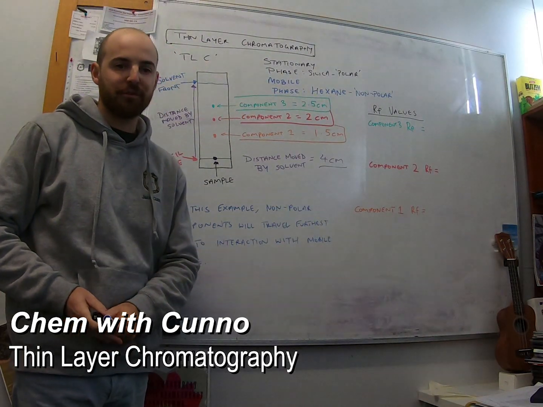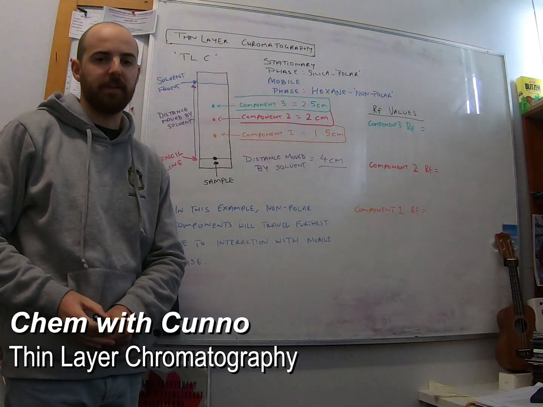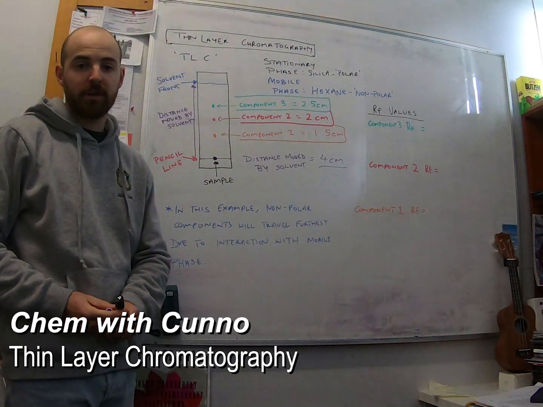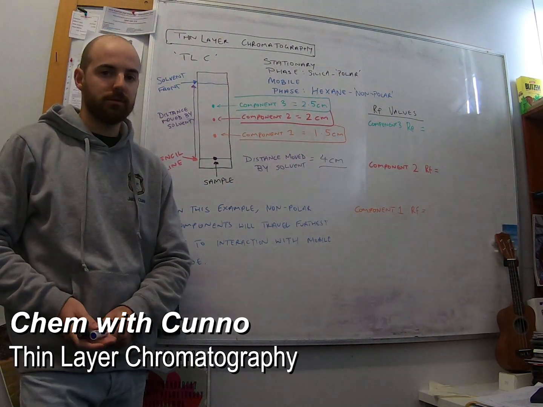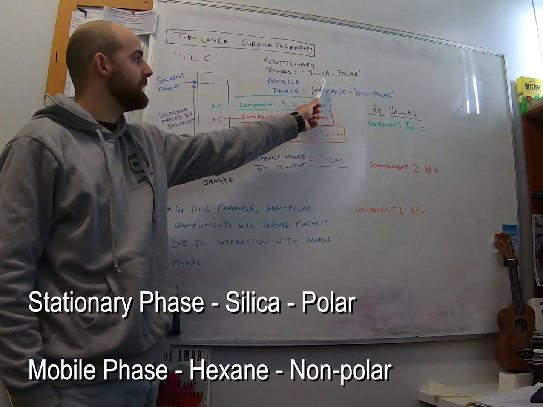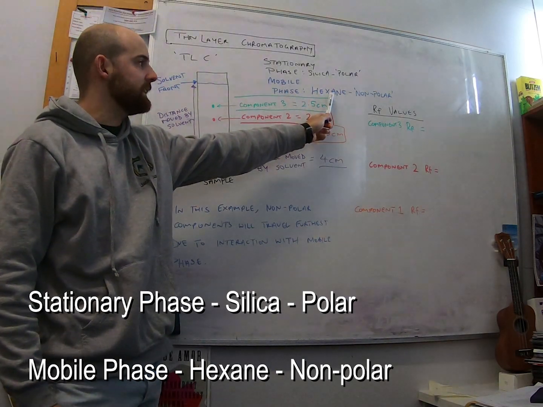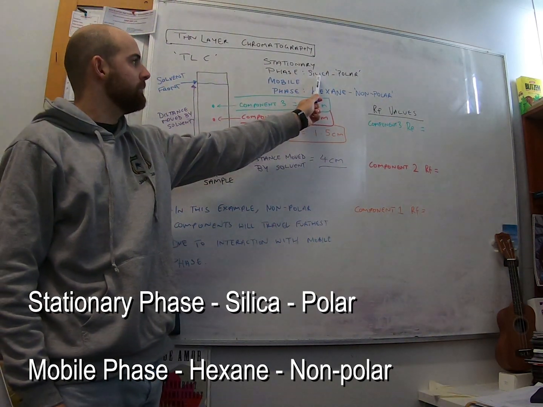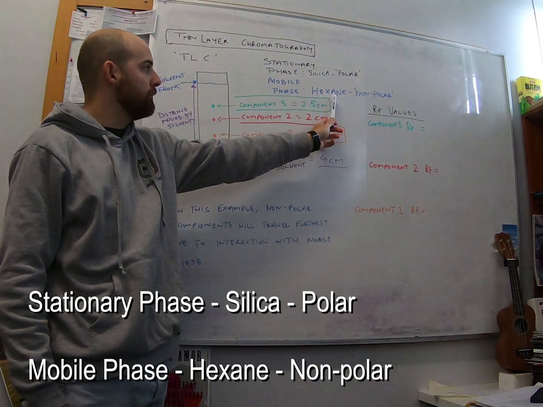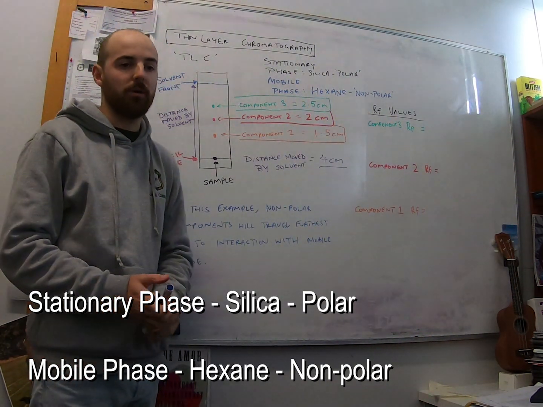Hey guys, just going to finish off our lesson on chromatography the other day. So we were talking about thin layer chromatography. In this example, we've got a stationary phase that is made of silica and a mobile phase that is hexane. The stationary phase silica is polar and the mobile phase hexane is non-polar.